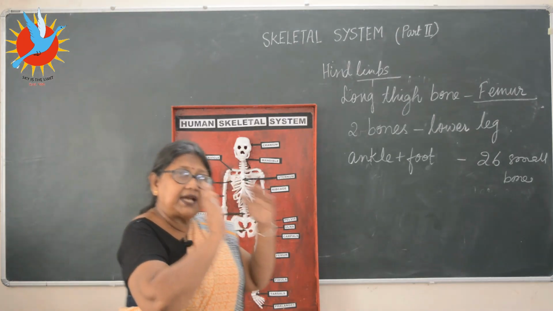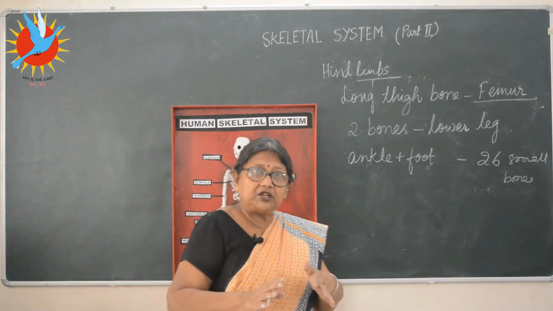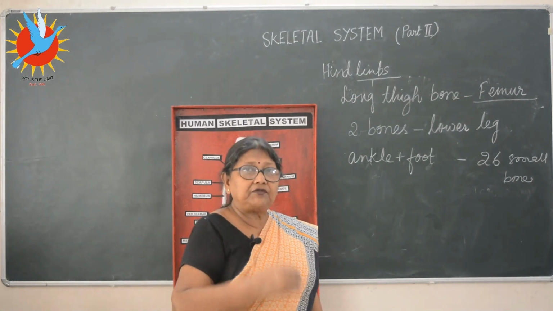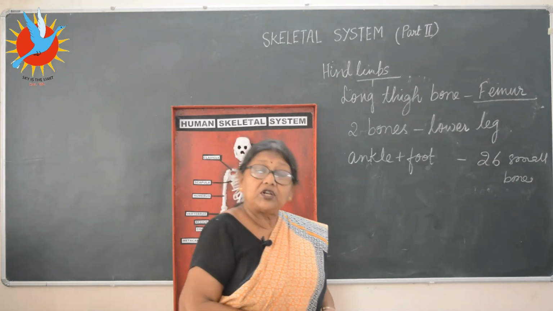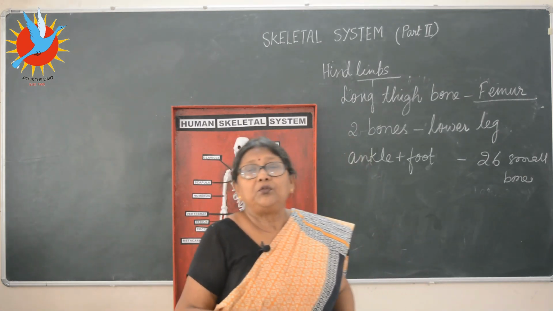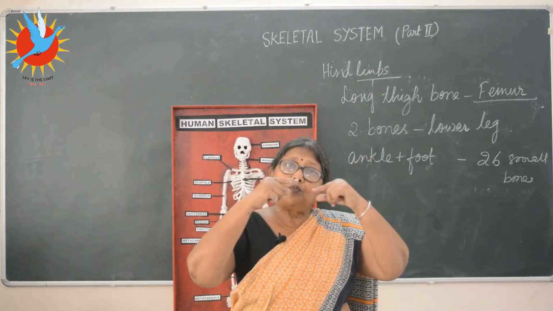So we have done the skull, we have done the vertebral column, and we have done the bones. Now the next part will be the joints. What is the importance of joints? What do the joints do? What is a joint? Joint means where the two bones meet.